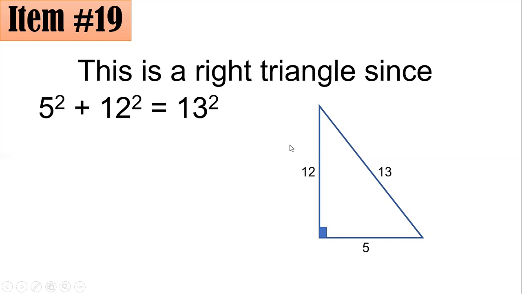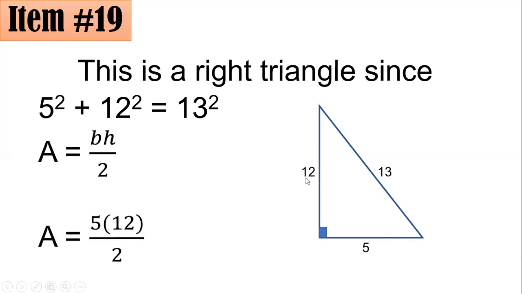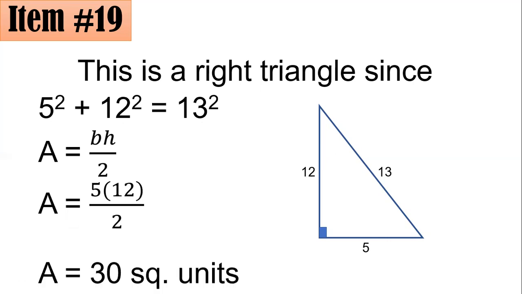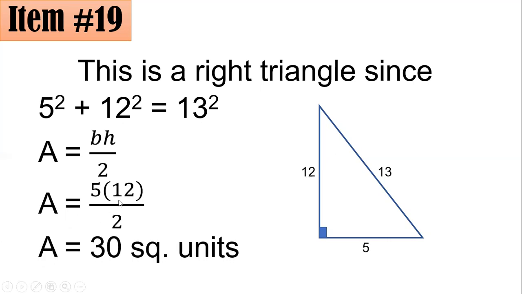So we are sure that this is a right triangle, and if you wanted to get the area of a right triangle, you employ the formula base times height divided by 2. That is, your base here is 5, your height is 12, and that's 5 times 12 divided by 2. That's 12 divided by 2 is 6, and 5 times 6 is 30. So the correct answer here is 30 square units. Let's have number 20.